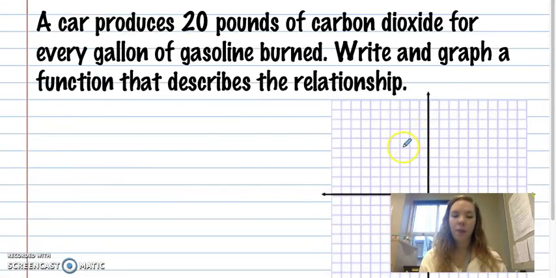All right, a couple word problems. This one says a car produces 20 pounds of carbon dioxide for every gallon of gasoline burned. Write and graph a function that describes this relationship.